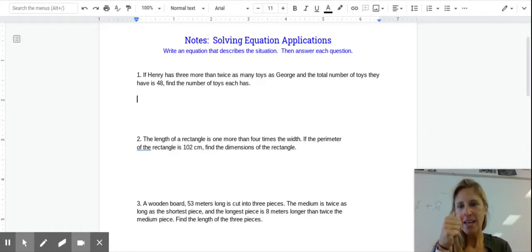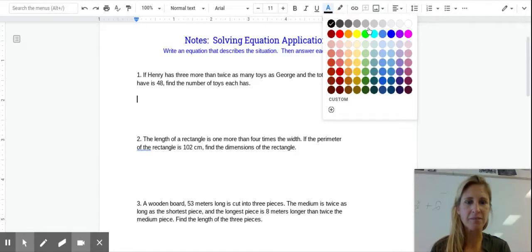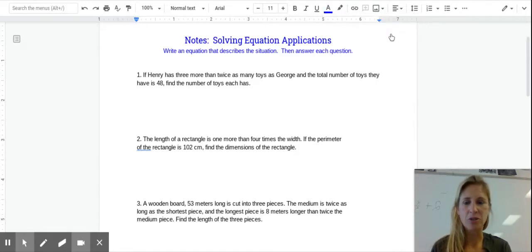Number 1. If Henry has 3 more than twice as many toys as George, and the total number of toys they have is 48, find the number of toys each has. So I'm going to do my notes in blue so you can kind of see the difference. With all of these problems, we're going to have 2, sometimes 3 unknowns. So right now, what we have as unknowns is we have Henry's toys.